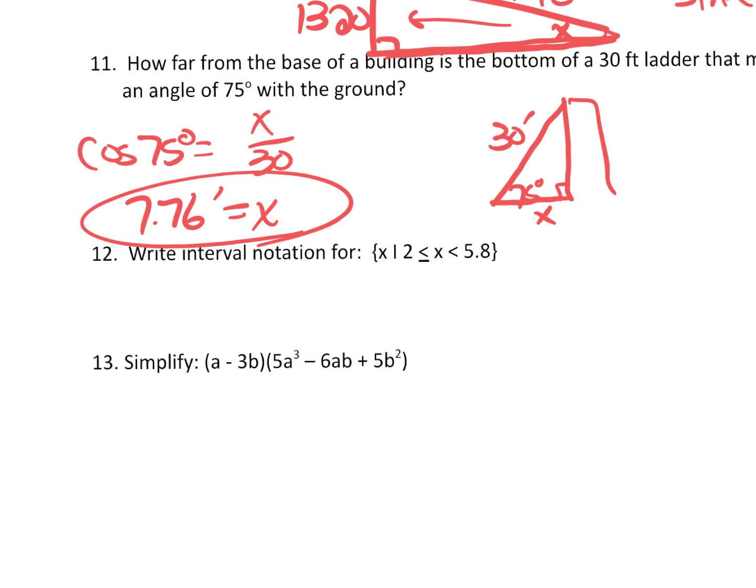All right, number 12. Write interval notation, no work on this one whatsoever. Just got to remember how to write this. This first one has an equal, so I'm going to put a bracket with the 2. I'm going to put the comma, the 5.8, and the 5.8 gets a parenthesis because there's no equal sign.